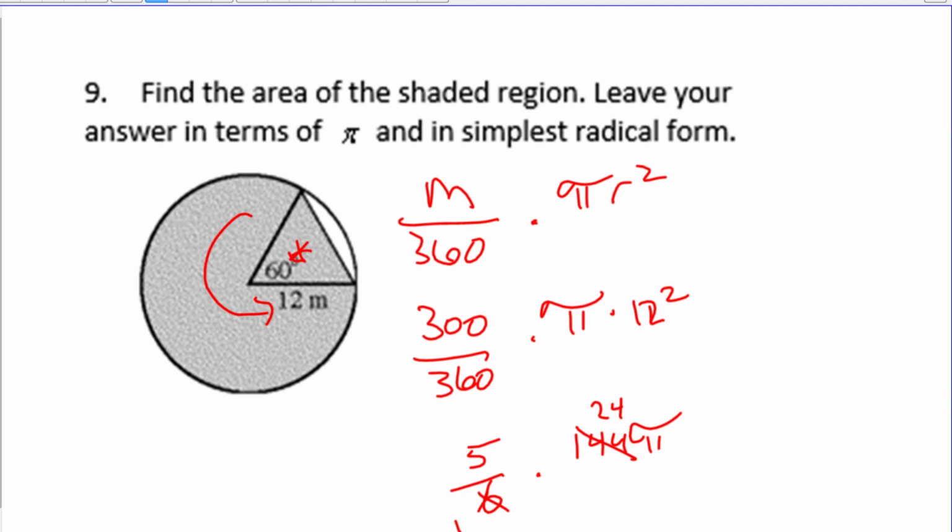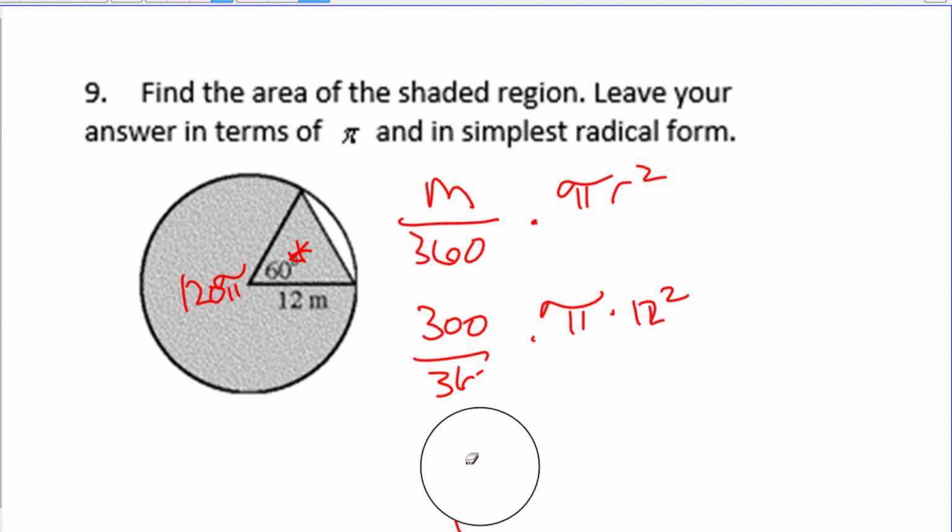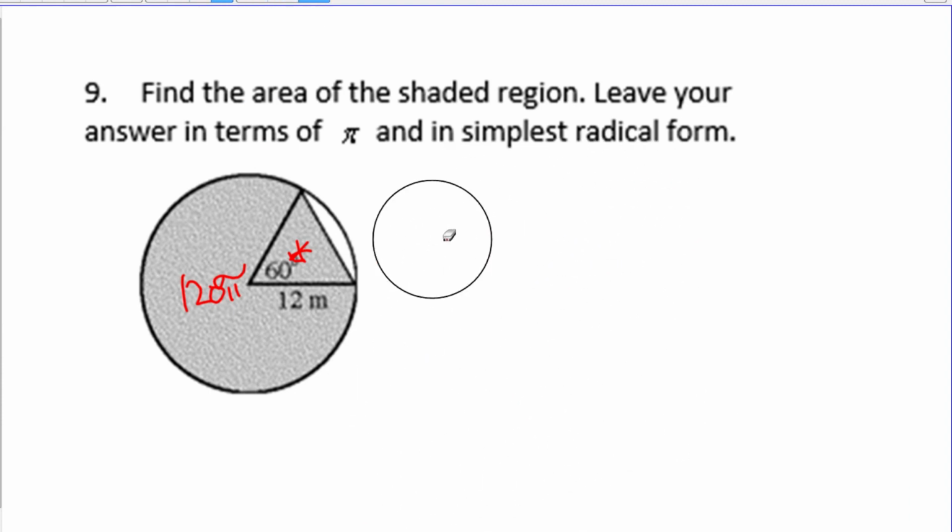So this little section of my circle is 120 pi meters squared. Right? So that's the first part of it. I got to do the same thing with the second part. So I'm going to get rid of all this work, because now we have to do the triangle, right? So this little triangle needs to be added to this 120 pi.